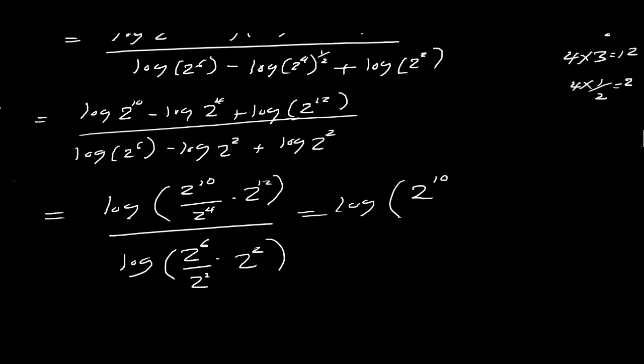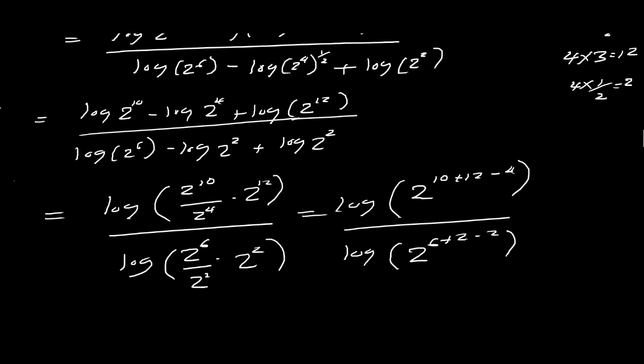Then if you simplify inside the bracket, same base. Same base, multiplication you add, division you subtract. Denominator, we have log 2, 6, then minus 2, plus 2. So where there is multiplication, you add. Where there is division, you subtract the powers. Laws of indices.